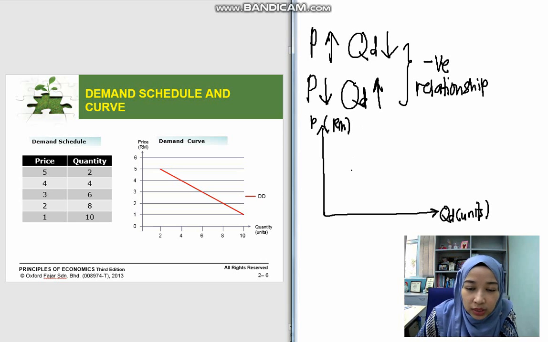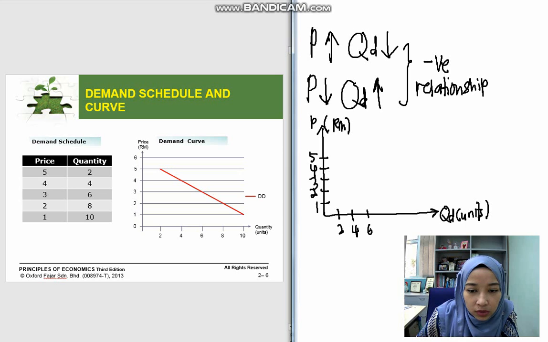And then I will do the scaling. For price, the scale is 1, 2, 3, 4, and 5. And then for quantity demanded, the scaling is 2, 4, 6, 8, and 10. So the scaling must be correct. The scaling must be accurate.